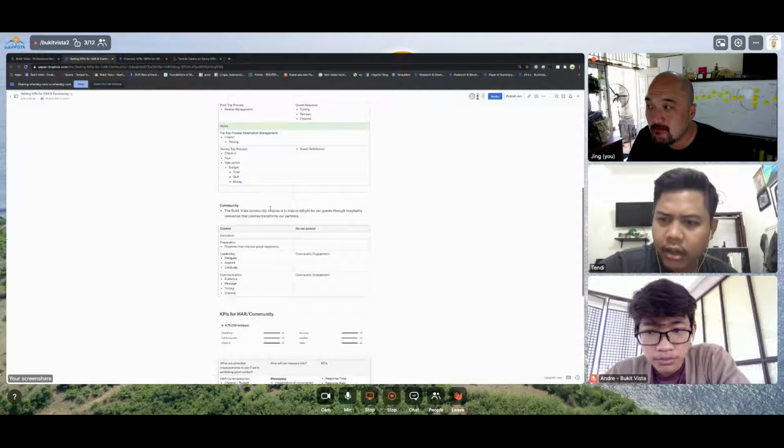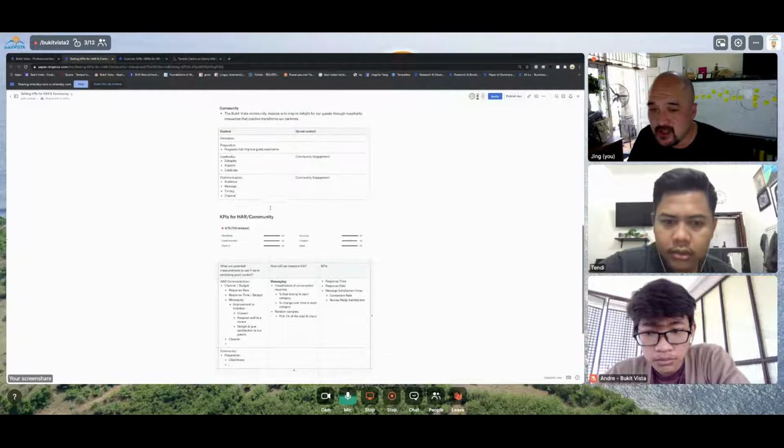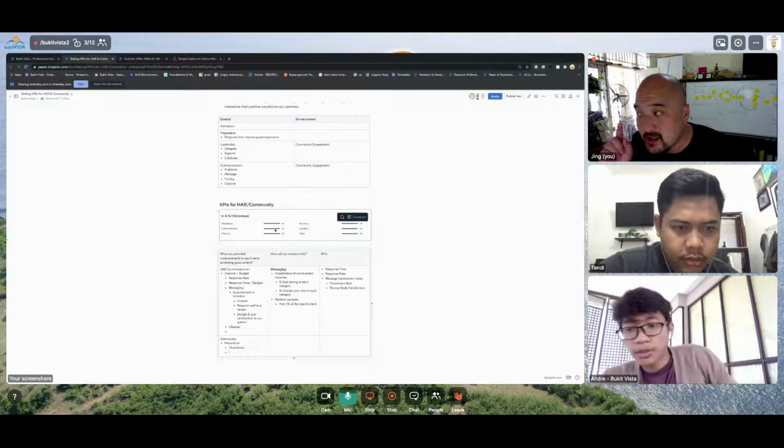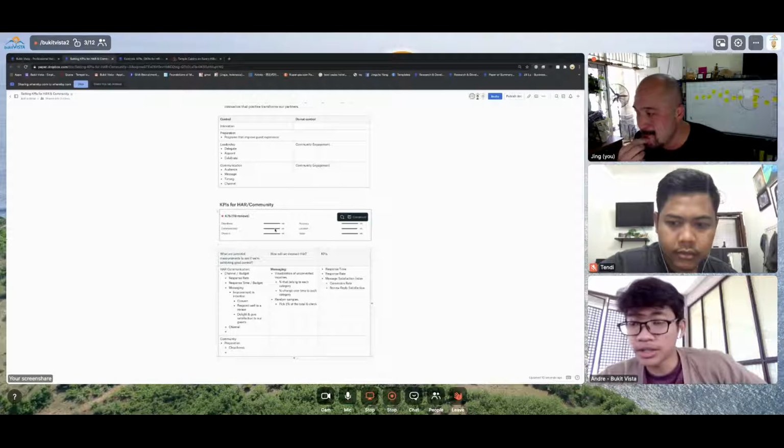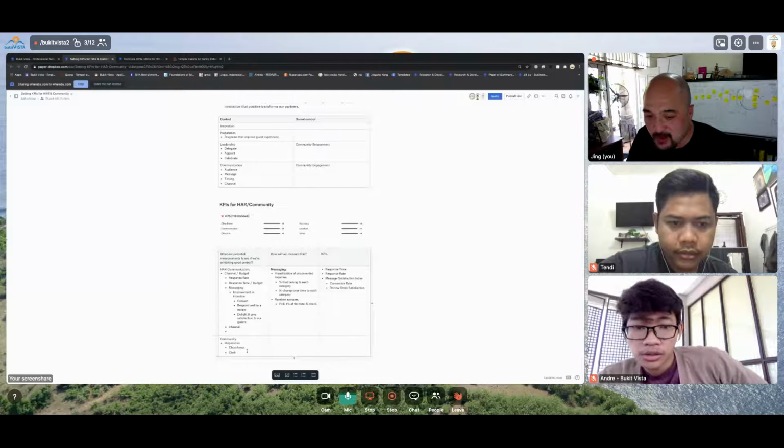It's HR, right? That's air support, right? Communication is HAR, unless there's outside communication. I believe check-in is included in the community things too, because that's part of the check-in experience.